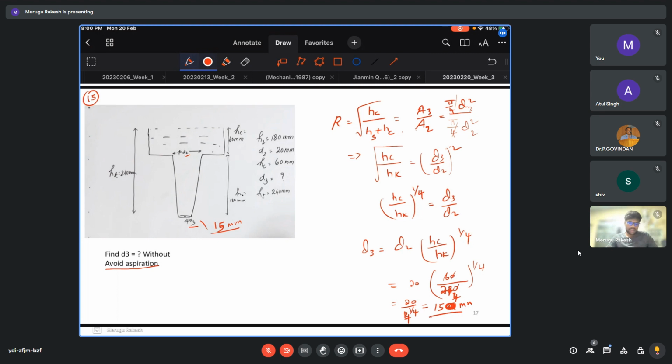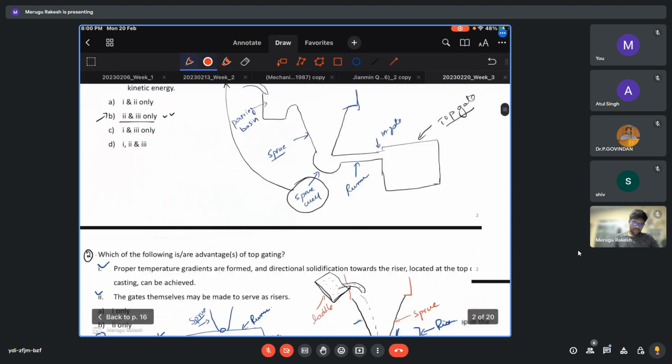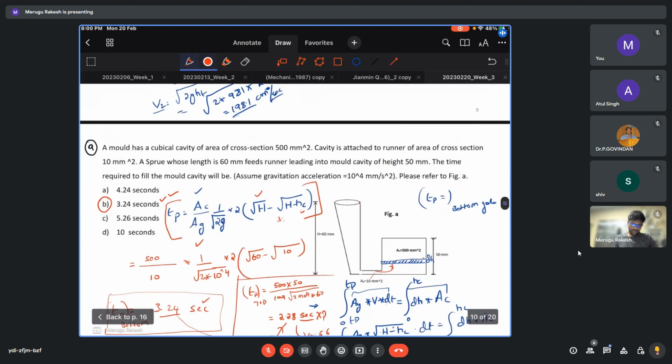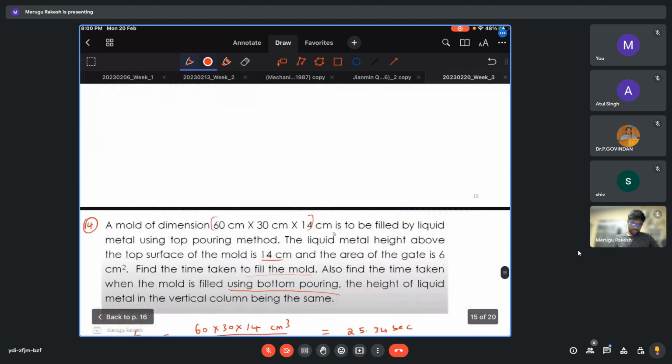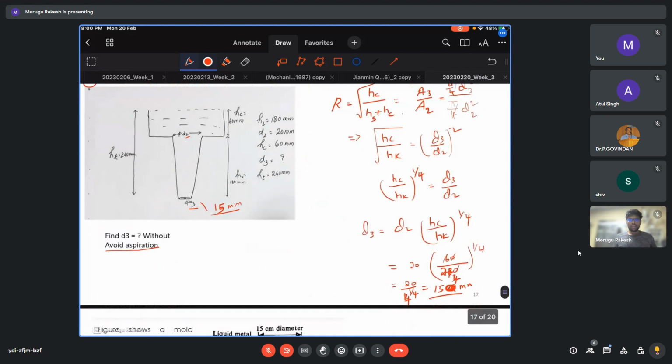If you have any doubts, you can ask. So these are the basic models. If you are thorough with this, you can easily attempt whatever question comes from this gating design. All the questions are related to the same. So if you have no doubt, we can end the session. Thanks for attending.